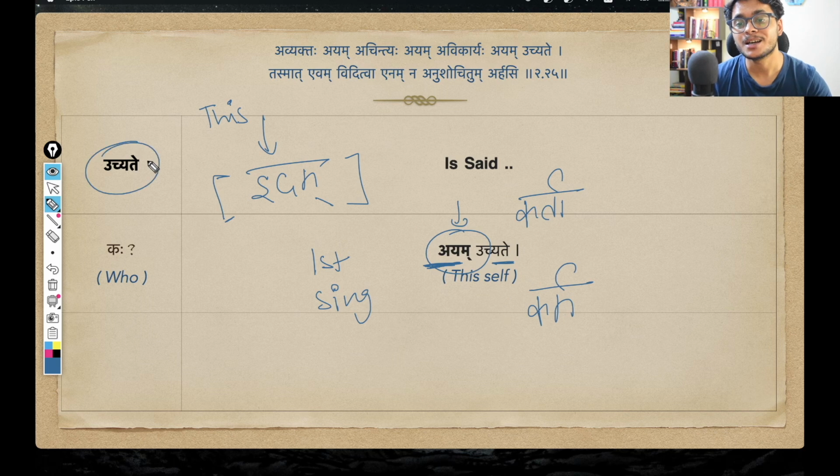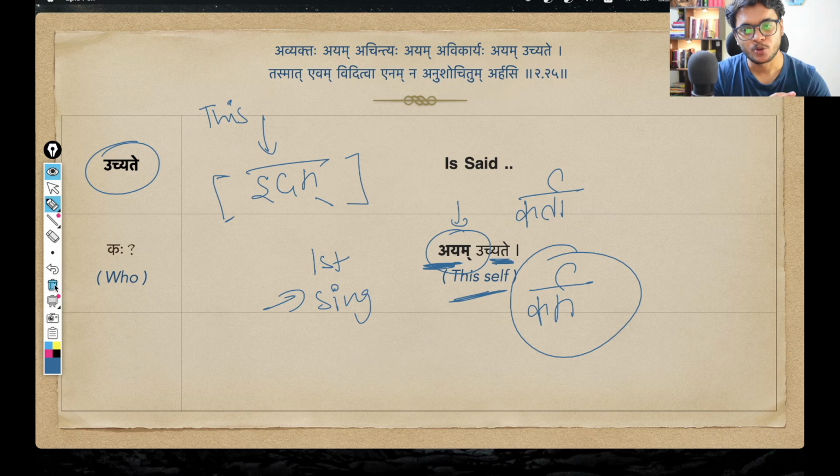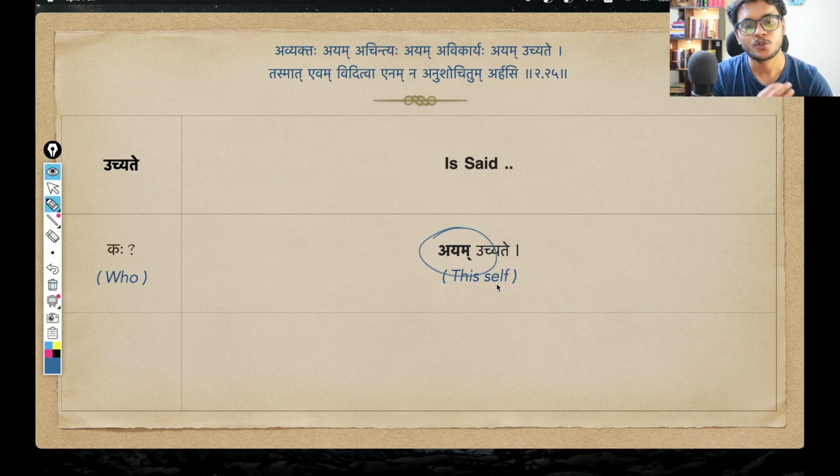Because this kriya is the karmani form. It is the passive voice construction. And in passive voice construction, we know that the karma is in the prathama vibhakti. So this ayam is the karma of this kriya. Just pay attention to this point, because whenever we see this form ayam, usually the prathama vibhakti is the karta of the kriya. But here, since this is the passive voice construction, this ayam, this self, is the object of this kriya. So just be clear about this point.